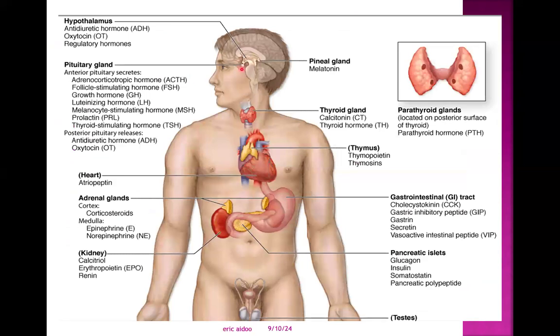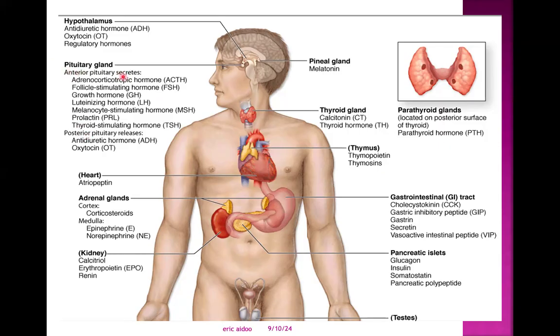in details. So if you look at the pituitary gland, which is located there, it is also described as a master gland because it has control over many of the endocrine glands. So the anterior pituitary secretes adrenocorticotropic hormone, follicle-stimulating hormone, growth hormone, luteinizing hormone, melanocyte-stimulating hormone, prolactin, thyroid-stimulating hormone. So you can see that it's even regulating or influencing the function of the thyroid gland. That's why we call it a master gland.